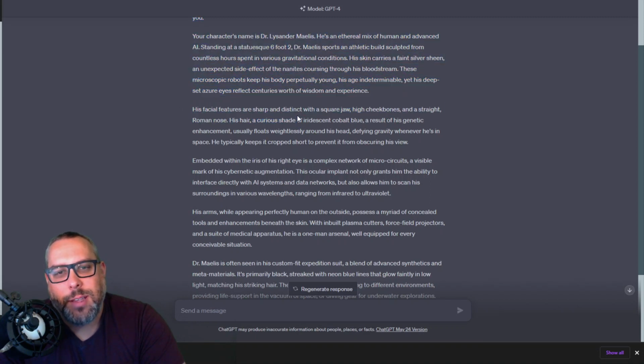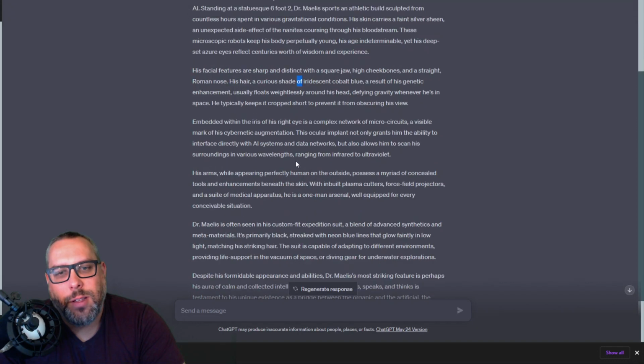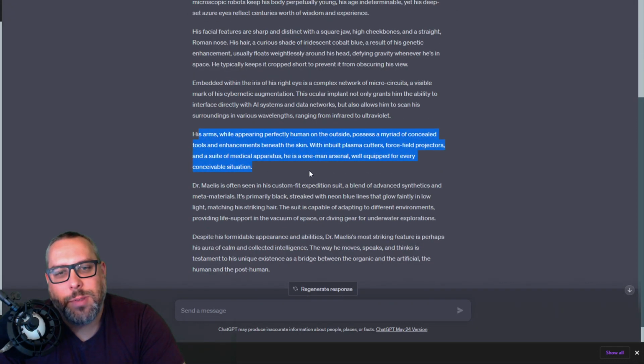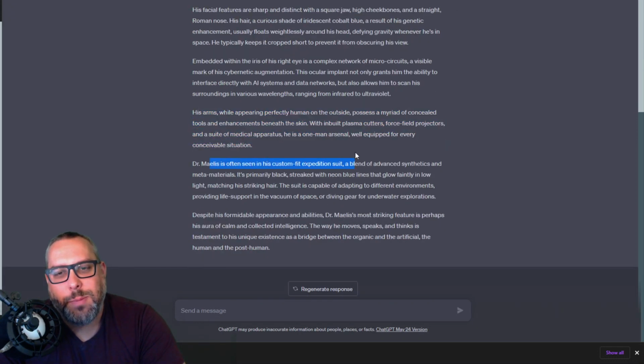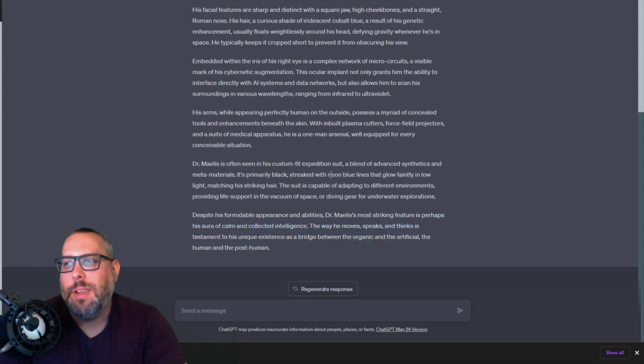It goes on to talk about his jaw, hair color, his eyes, his arms, and a custom-fit expedition suit, a blend of advanced synthetics and metamaterials, primarily black, streaked with neon blue lines that faintly glow in the low light, matching his striking hair. Despite his formidable appearance and abilities, his most striking feature is perhaps his aura of calm and collected intelligence. Okay, so that's what my character looks like. That's an intriguing start, right?